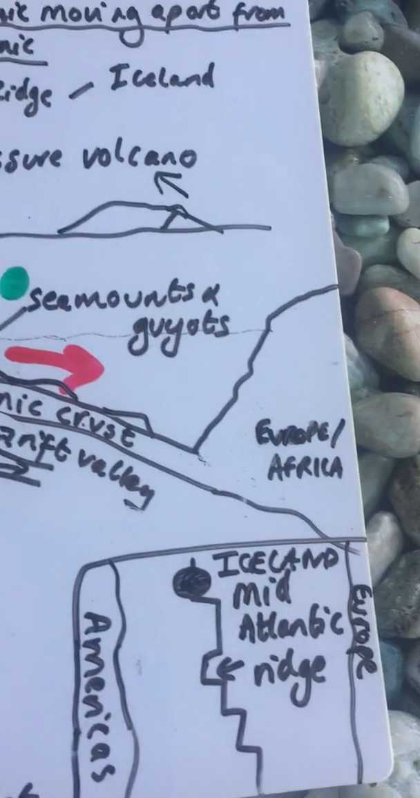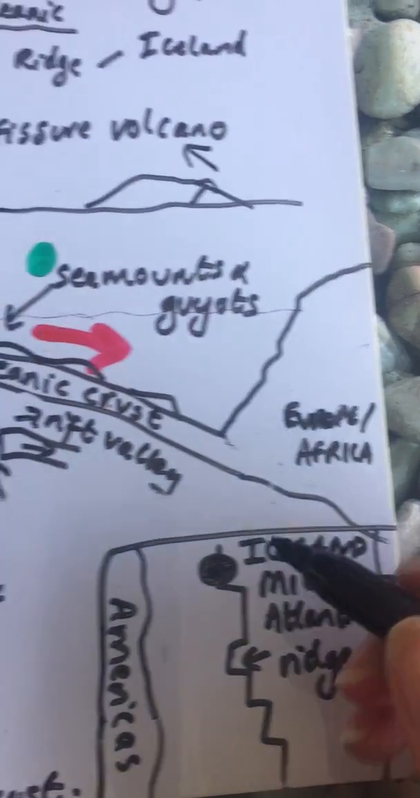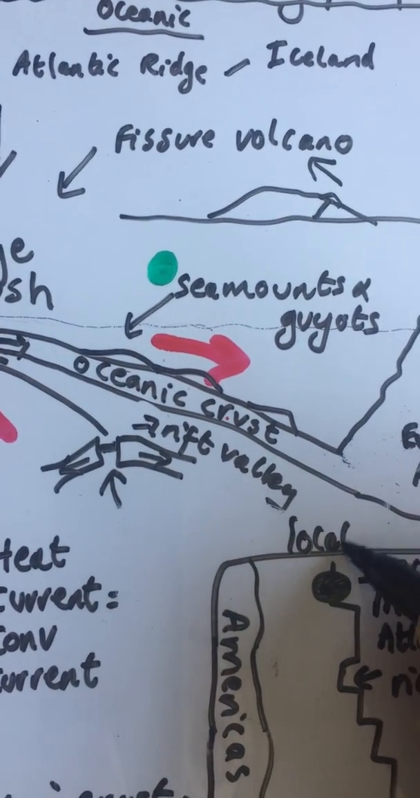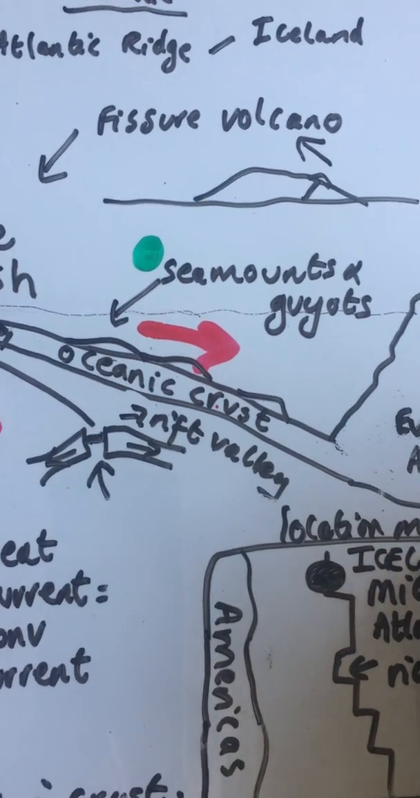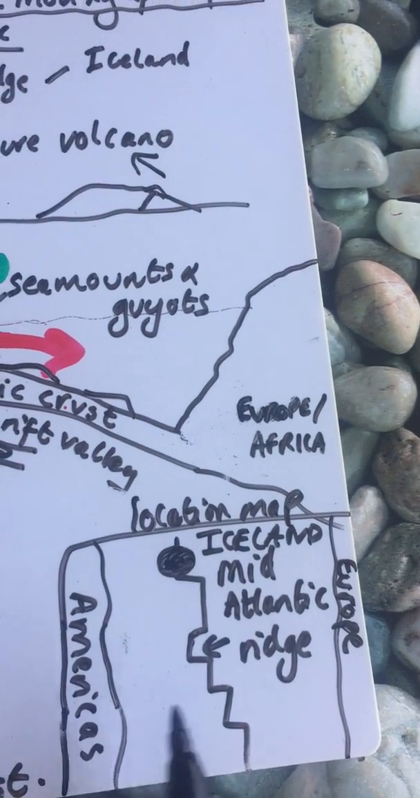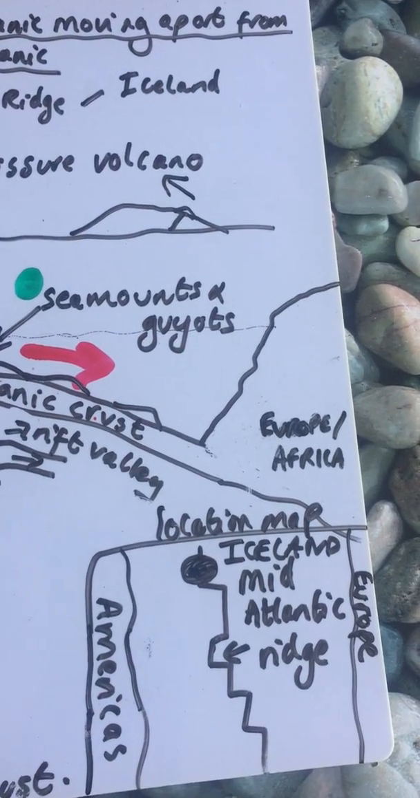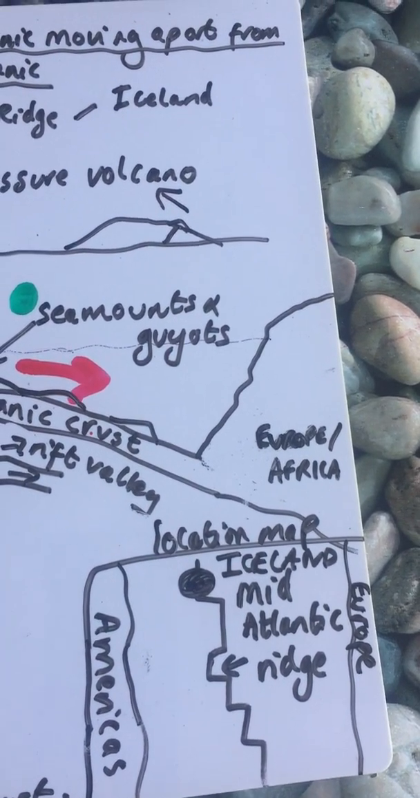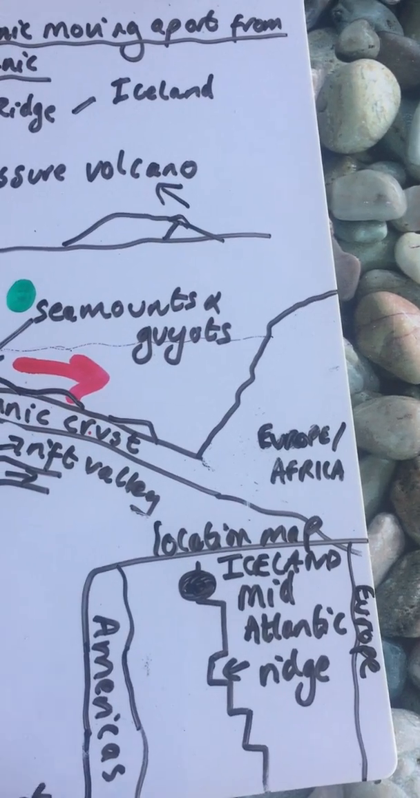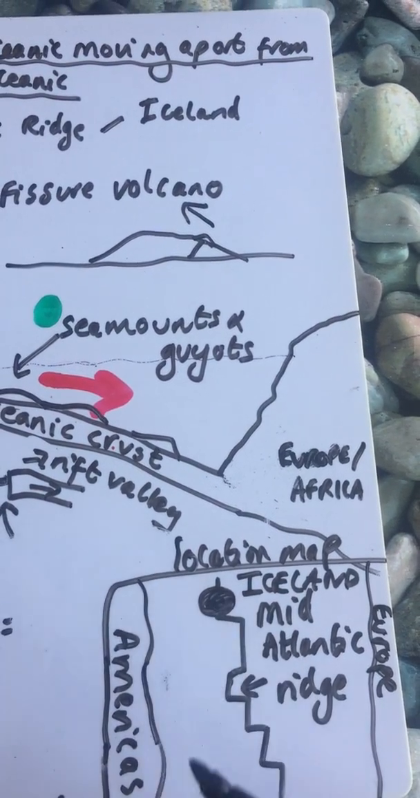Just to give you a bit of an overview, because we always like to do a location map, let's just write that on there in the bottom right hand corner. So here's your Americas, here's Europe, and this jaggedy line here is the Mid-Atlantic Ridge. Now you'll notice that it's not a completely straight line. Iceland, there it is, popped up in the north.